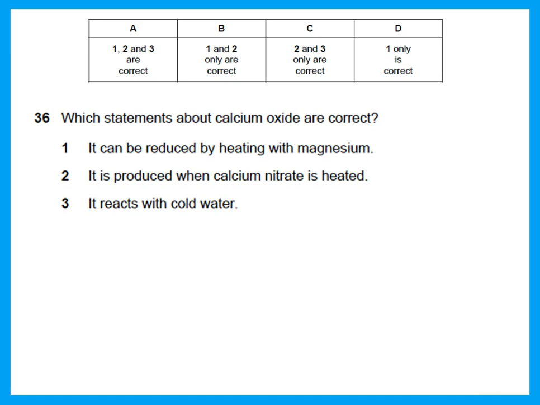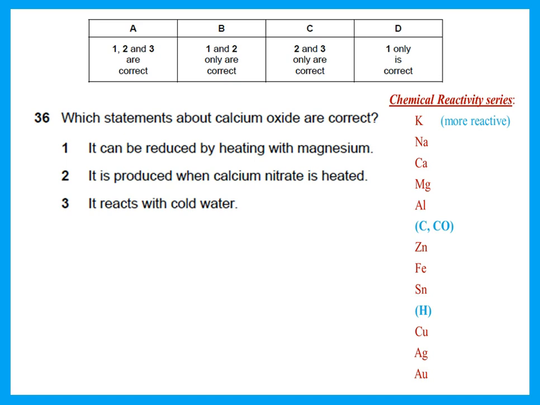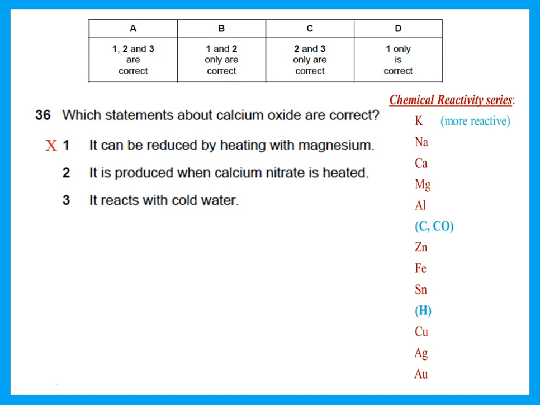Which statements about calcium oxide are correct? The first statement says it can be reduced by heating with magnesium. Well, let's look at the reactivity series. Can I react calcium oxide with magnesium? Will magnesium displace the calcium? No, because calcium is more reactive than magnesium. It cannot be displaced by it. So this is not right.